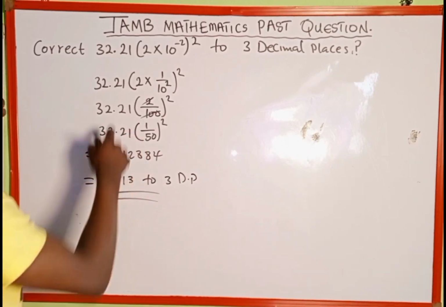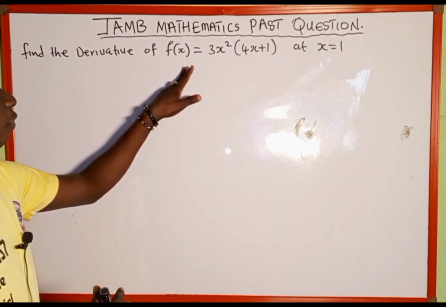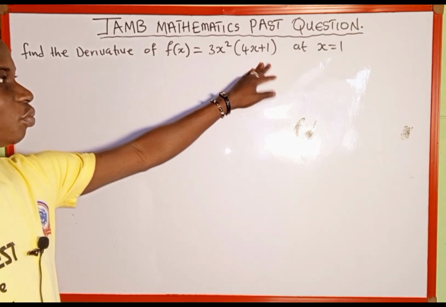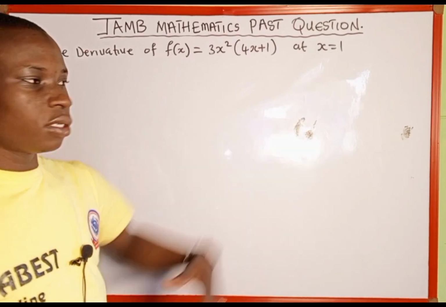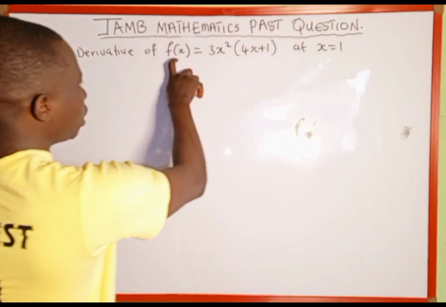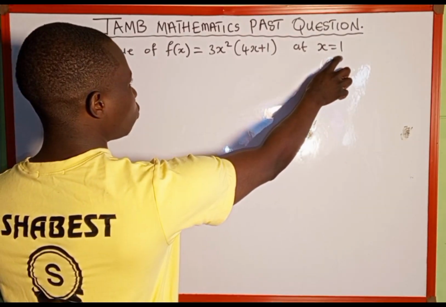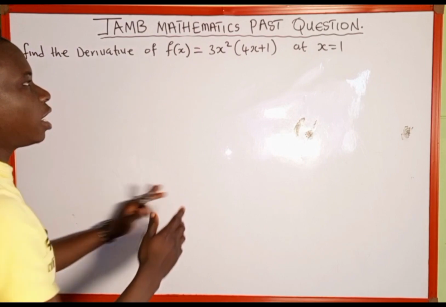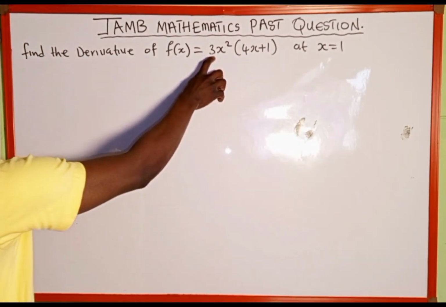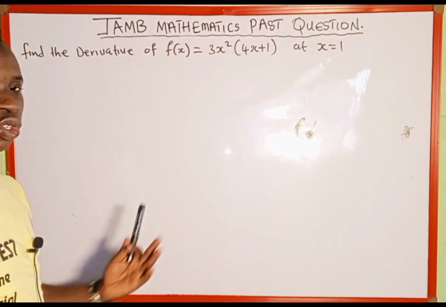So this is how to correct this number to 3 decimal places. On the board read: find the derivative of f of x is equal to 3x squared into the bracket of 4x plus 1 at x is equal to 1. So this is differentiation. What we are going to do is to differentiate this function with respect to x, then we substitute at x is equal to 1. In our final answer, anywhere we see x, we are going to replace it with 1. And remember, this is 3x to power 2 multiplied by 4x plus 1, so we're going to use the product rule.